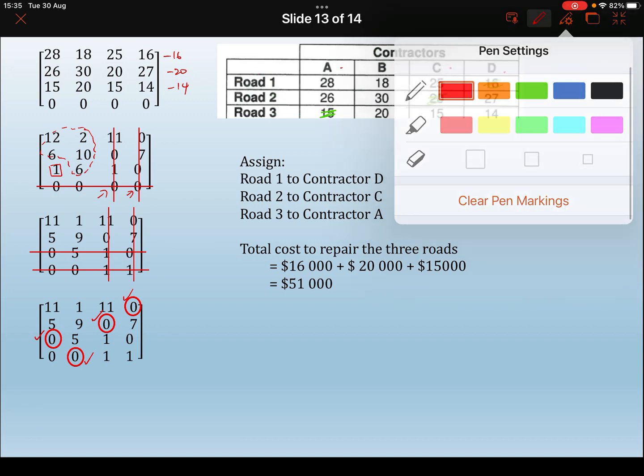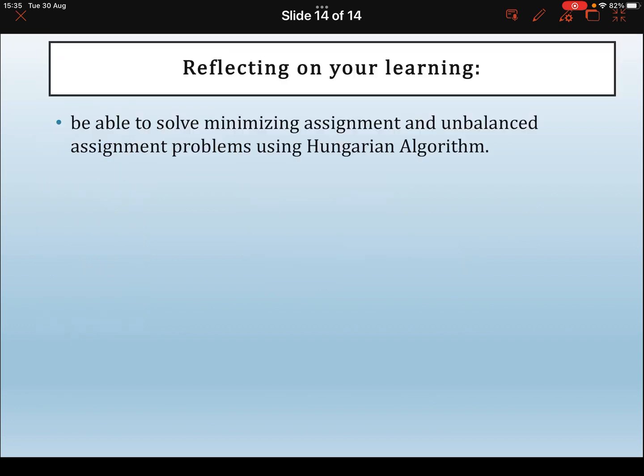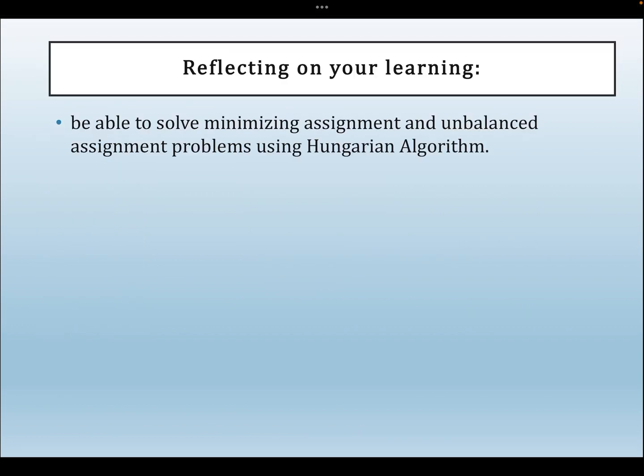This actually is the last lesson on assignment problems, and hopefully you should be able to solve maximizing assignment problems and unbalanced assignment problems using the Hungarian algorithm.